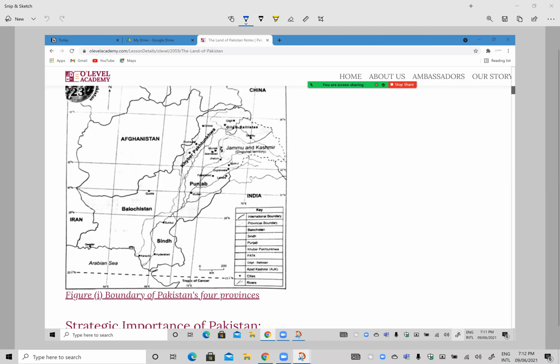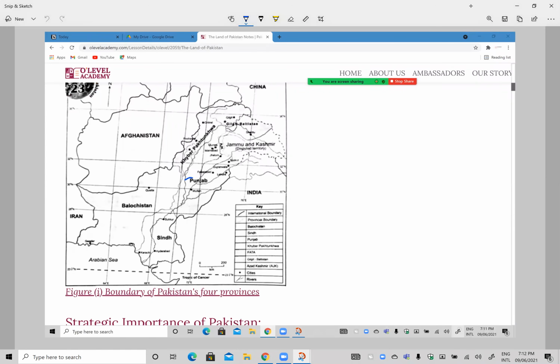So this is the first one, Punjab. This is Sindh. This is Balochistan, and this is Khyber Pakhtunkhwa. And if you look at the borders, this is Punjab, this is Sindh, this entire part is Balochistan. Balochistan also has this border with the Arabian Sea. Sindh also has this border with the Arabian Sea. And then this is Khyber Pakhtunkhwa. This is Kashmir, Jammu and Kashmir, and this is Gilgit-Baltistan. All right. So these are all the important states.